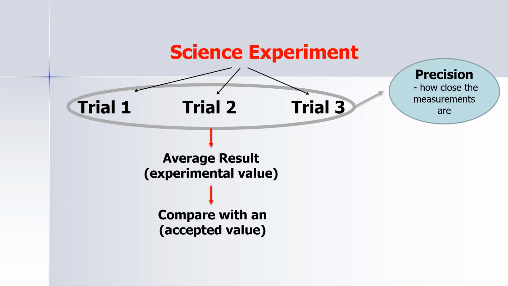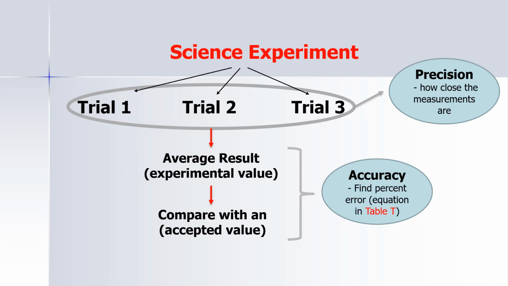And the reason why we do that is because we want to know how accurate our measurements are, which means how close we are to the actual value. If we are very close to the actual value, then that means we did the experiment right. If we are super far away from it, then that means we have to do the experiment again correctly.